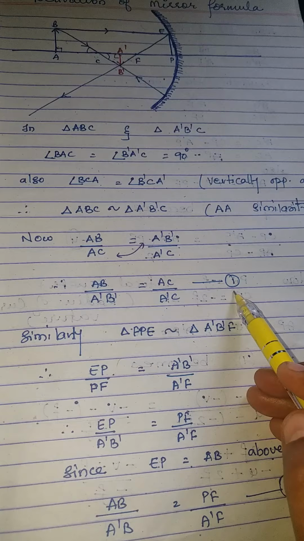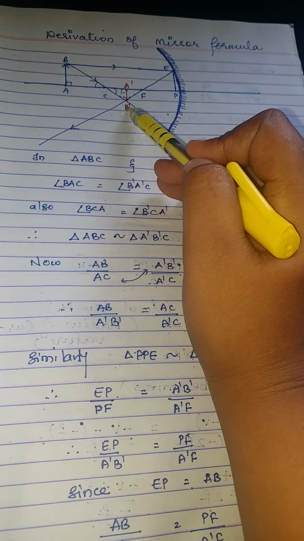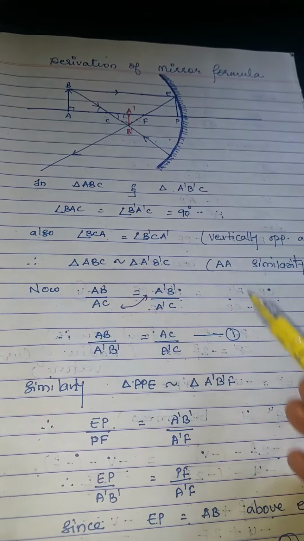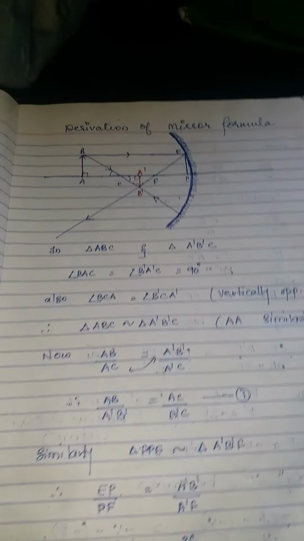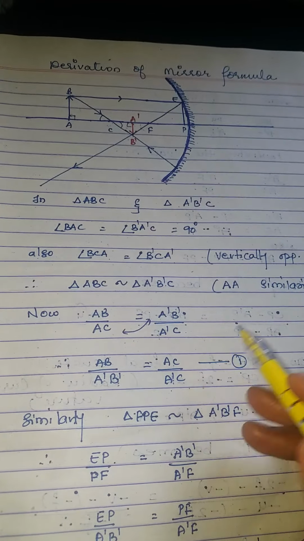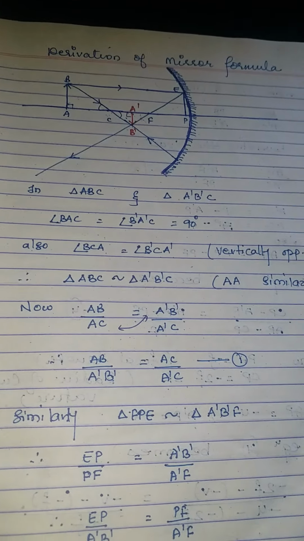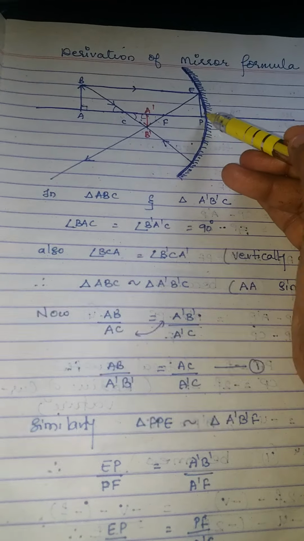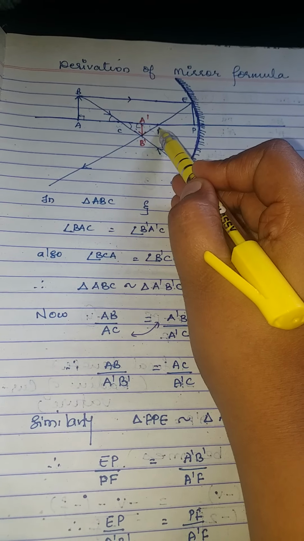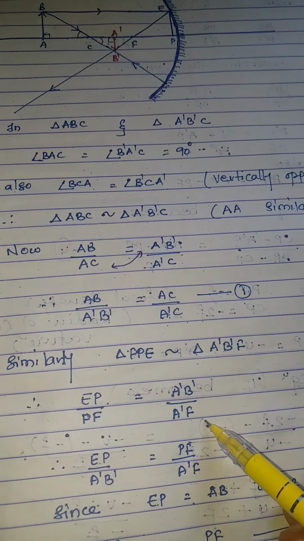Similarly, we will see another pair of triangles, that is FPE and FA dash B dash. Both are again right angle triangles. So they are also similar, as this angle and this angle both are vertically opposite. As we proved this angle and this angle are equal, similarly this and this angle are also equal. So what I can write down, EP upon FP is equal to A dash B dash upon A dash F.